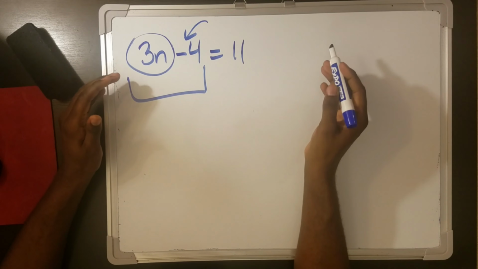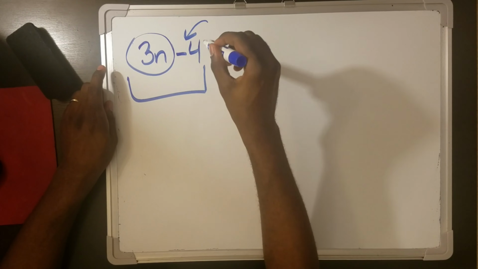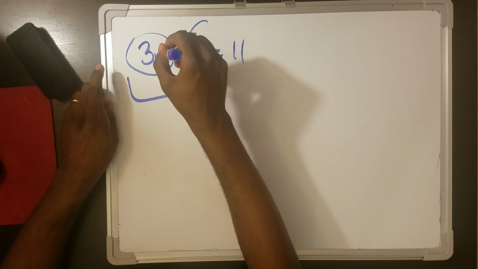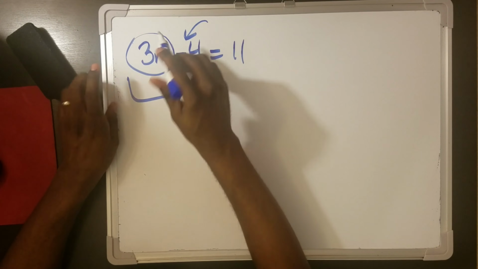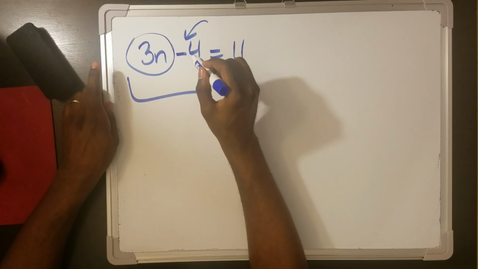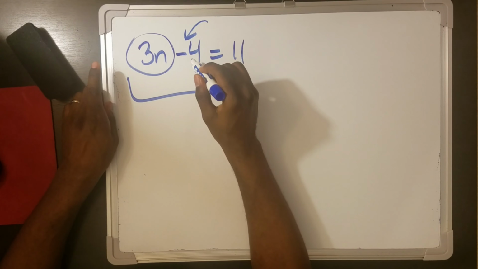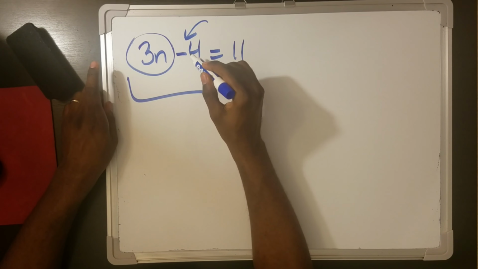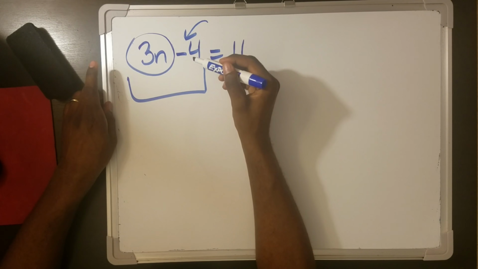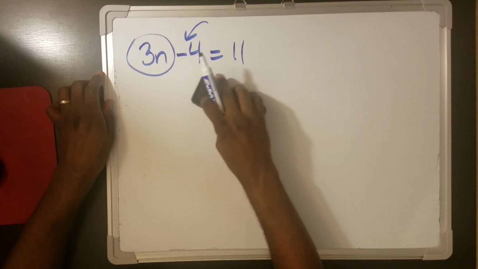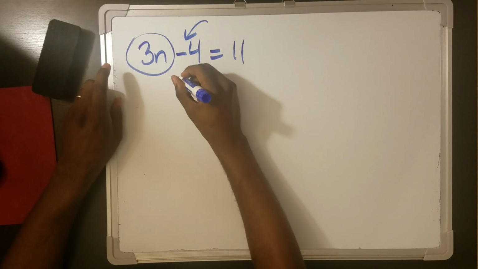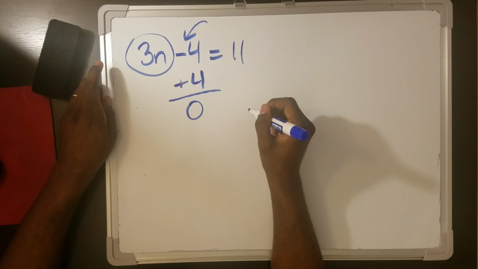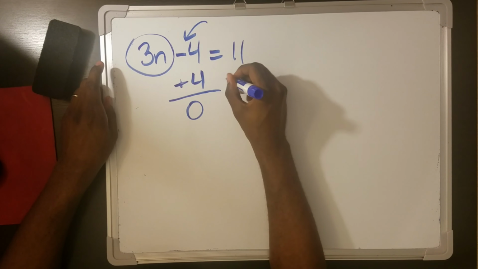And remember the additive identity, we want to make sure that we're going to add 0 to 3n. So we make sure we get 3n on this side by itself. Make this into an additive identity, which is 0. How do we do that? Well, if we have a minus 4, how do we make a minus 4 into a 0? We're going to add 4 to it. So if we add 4, we get 0. Right? And whatever you do to one side, you do to the other.